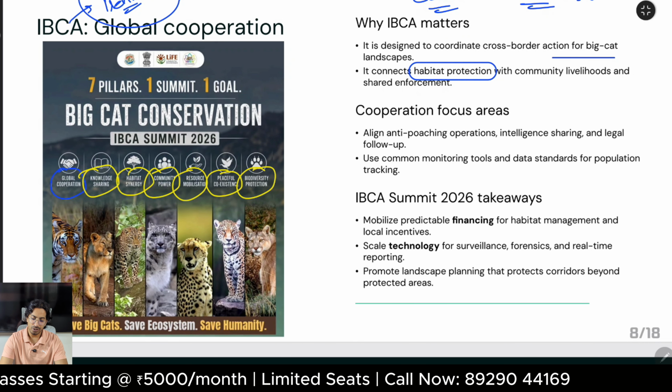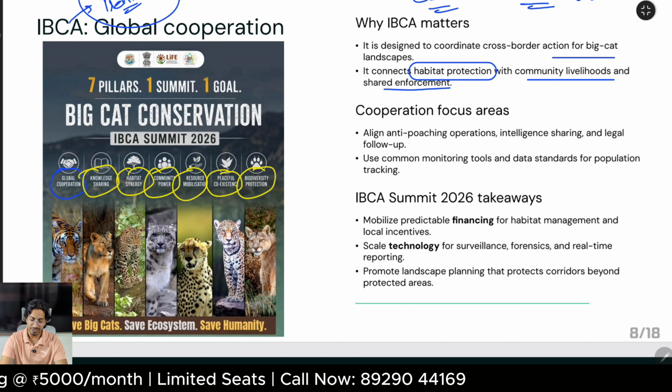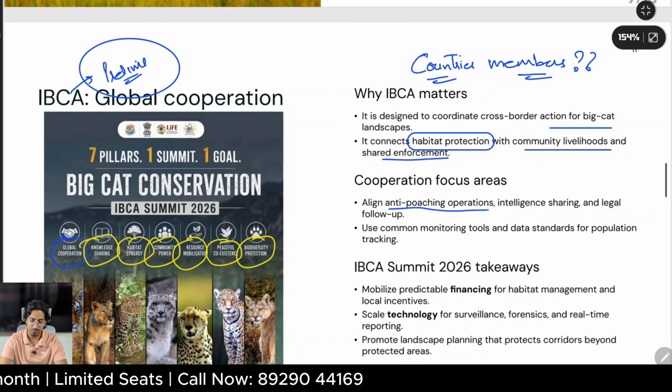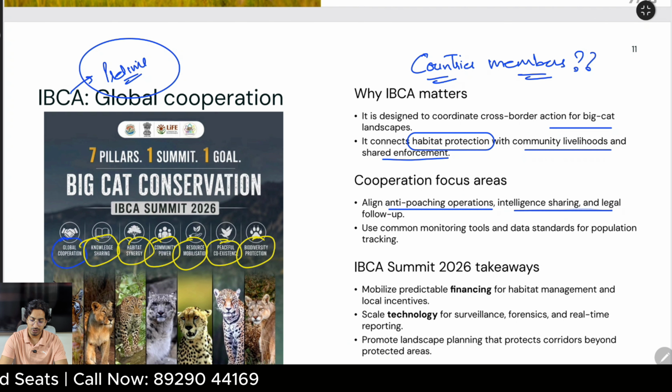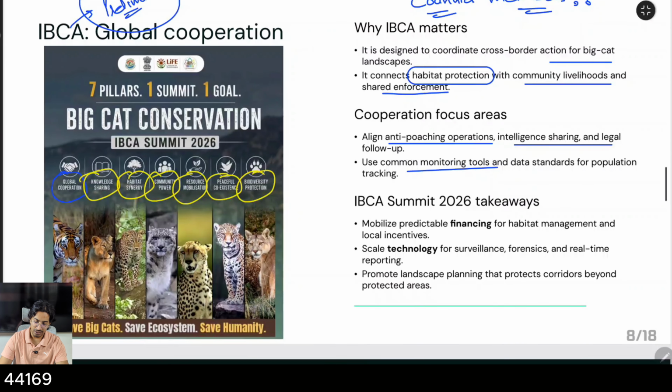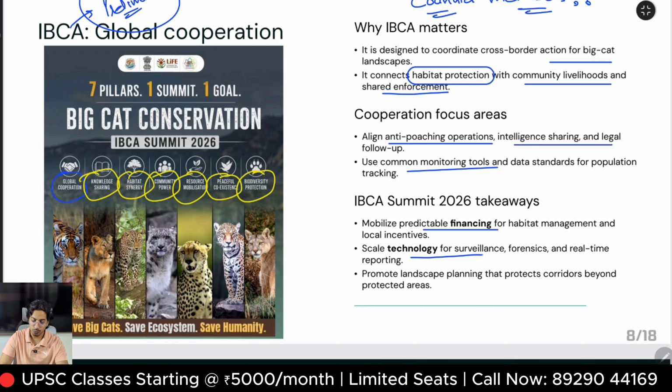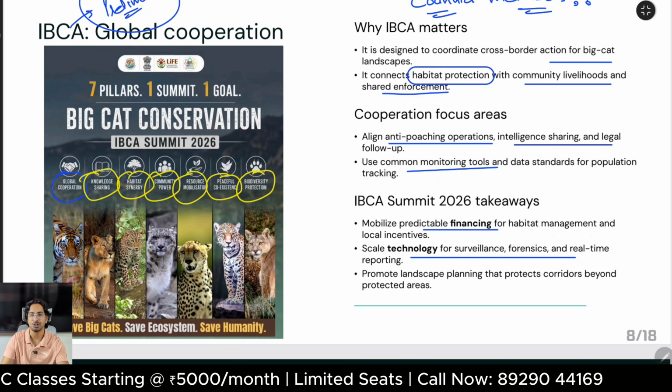It is designated to coordinate cross-border action for big cats landscape. It connects habitat protection with community livelihood and shared enforcement. Cooperation focus areas: anti-poaching operation, intelligence sharing, and legal follow-up. Use common monitoring tools and data standards for population tracking.